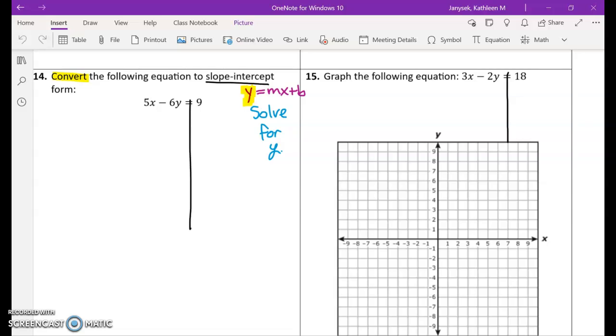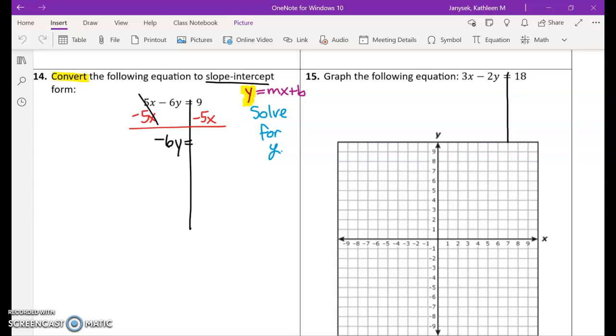So to remember, guys, when it's in standard form, we want to get it in y equals mx plus b form. Then it is easier for us to graph. So our goal is to solve for y. So we need to get rid of the x, minus 5x on both sides. So 5x minus 5x is 0. We've got negative 6y on the left.